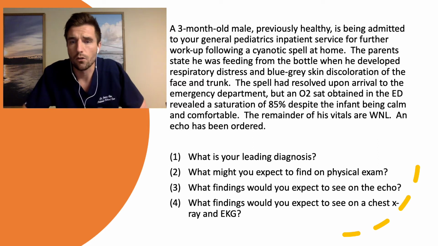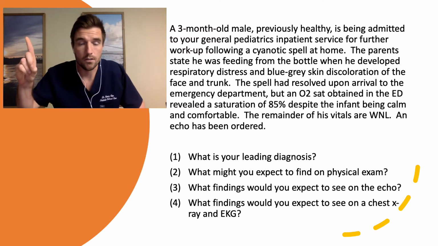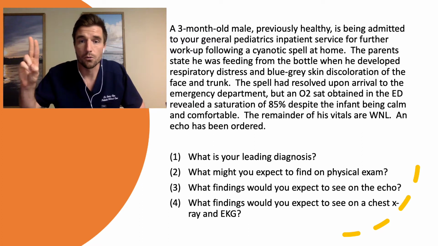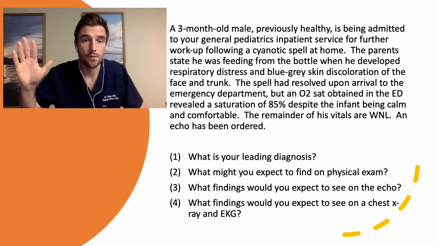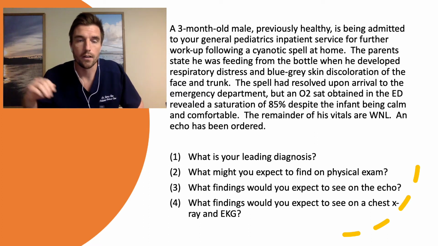And so if we recall the 5 T's of cyanotic congenital heart lesions, an easy way to remember that is by counting to 5. Number 1 would be truncus arteriosus. Number 2 would be transposition of the great vessels. Number 3 would be tricuspid atresia. Number 4 would be Tetralogy of Fallot. And then number 5 would be TAPVR, TAPVR having 5 letters.